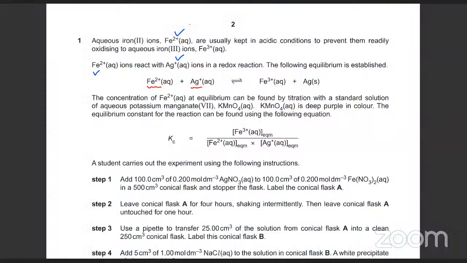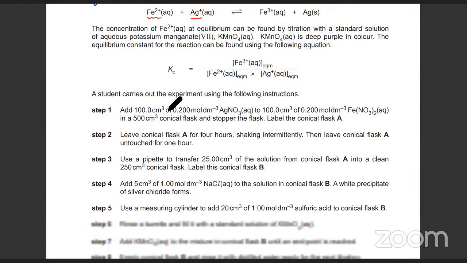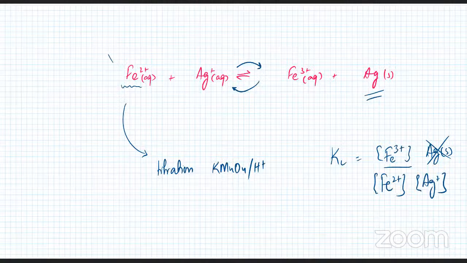As for what he does, he adds 100 cm³ of 0.2 mole per dm³ silver nitrate initially in a 500 cm³ conical flask and stoppers the flask and labels it conical flask A. So 100 cm³ of 0.2 mole per dm³. So he adds 100 cm³. Can anyone tell me how many moles he's adding? And the 0.02.